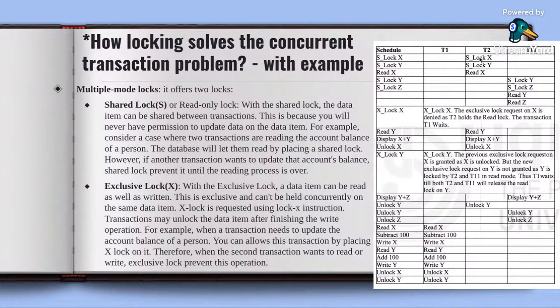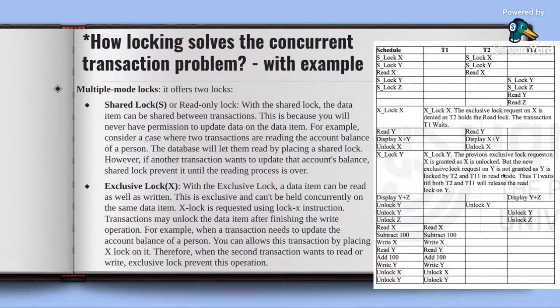So because T2 is already holding a shared lock on X, you can't really put the exclusive lock here. That's why it's getting denied, and T1, which is trying to put it, is going to wait. Now read Y. So T2 is reading Y, T2 is displaying. Now at this point, T2 is going to unlock X. So now X is available. Lock X on Y. The previous exclusive lock request is granted as X is unlocked.